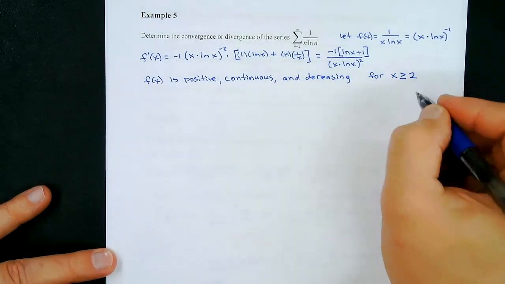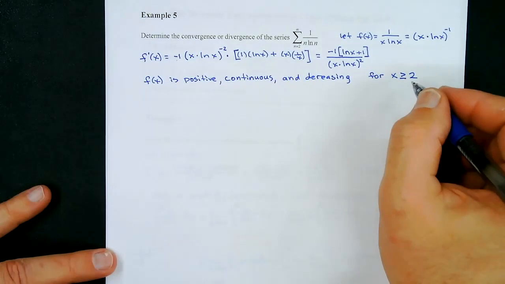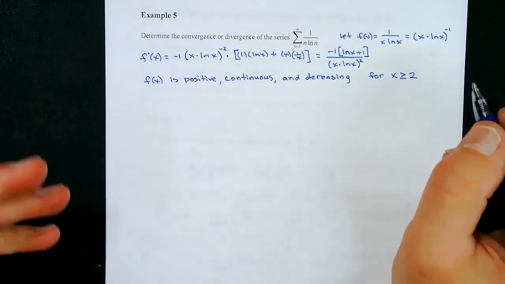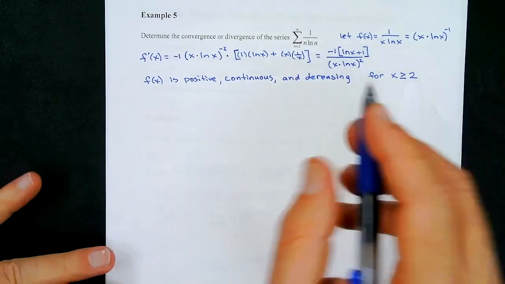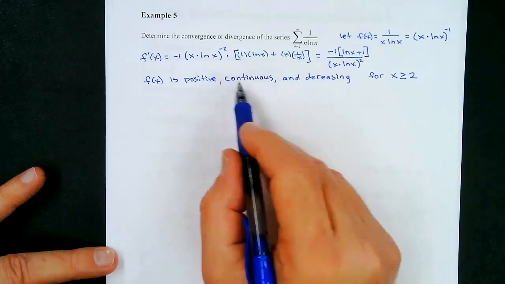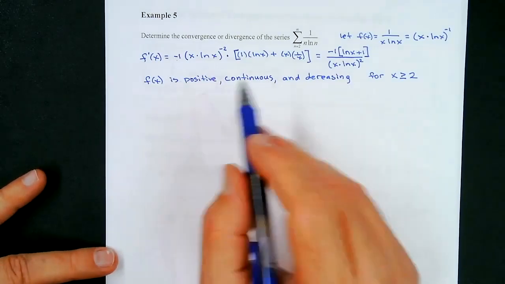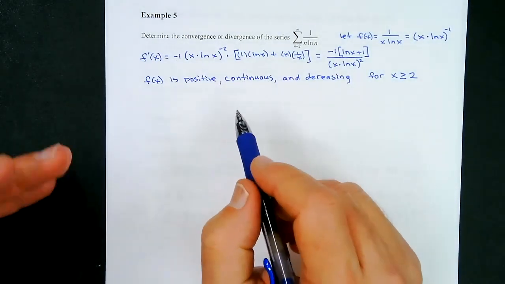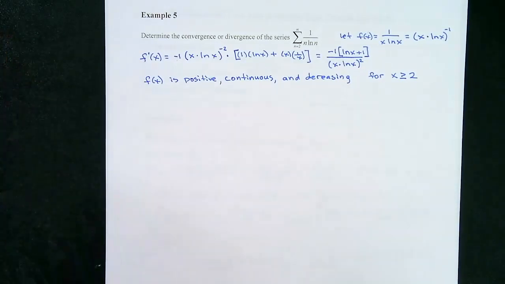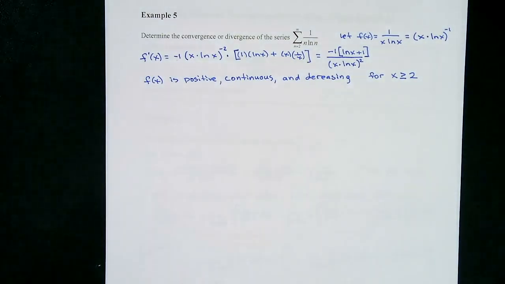So we don't have to start at 1. We can start at some number further out. That means this is a candidate for the integral test. We have to meet these conditions. If it wasn't decreasing, or wasn't continuous, or wasn't positive, we wouldn't be able to use the integral test. And at this point, we wouldn't have anything else to use, and we wouldn't be able to determine this at all.